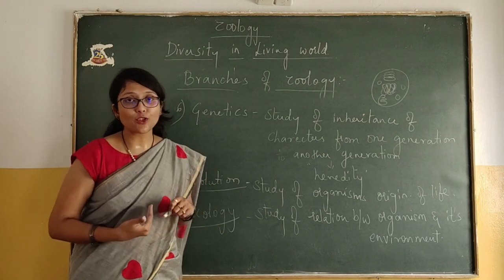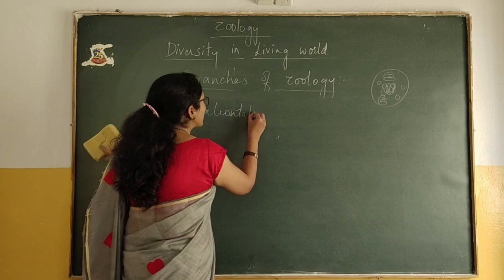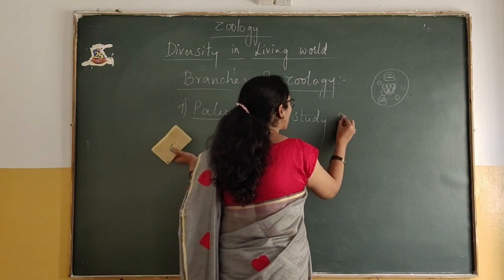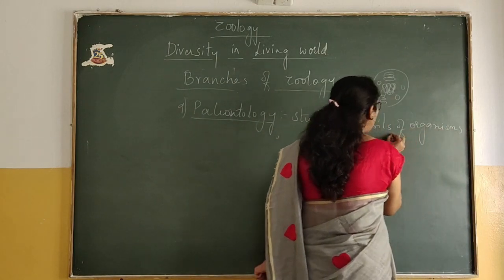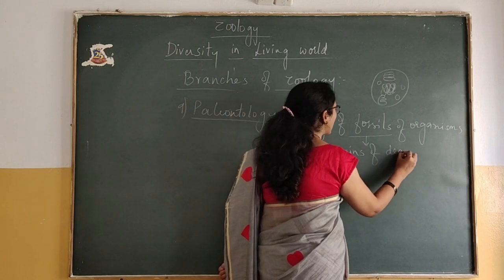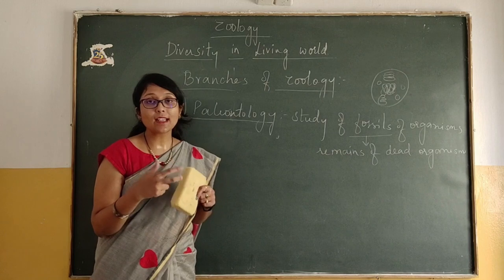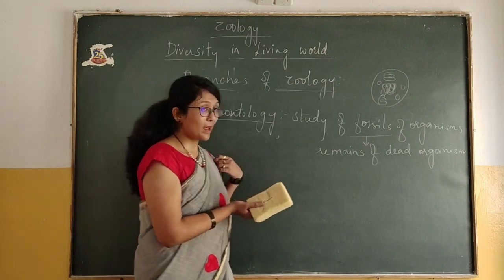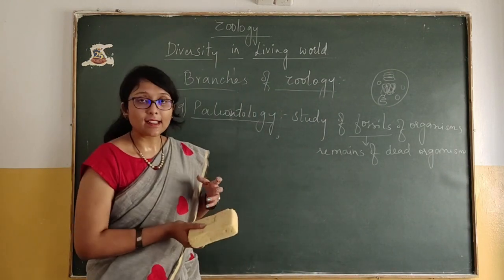Now we will study the remaining branches of zoology. Paleontology is the next branch, where it is the study of fossils of organisms. What are fossils? Fossils are nothing but remnants or remains of dead organisms. Sometimes when we go to a museum, some parts like the skin of a tiger or skin of a deer are exposed there, right? They are kept in the museum. Those are called remains. Remains of dead organisms, not only skin but also other parts like bones, skeleton.